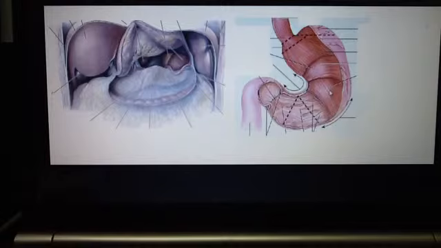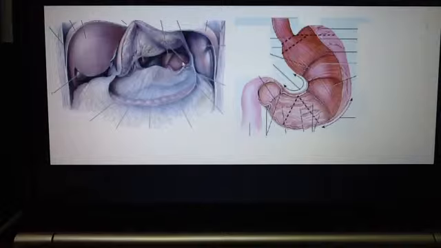And now let's think about the peritoneum, which covers the stomach. So the peritoneum covers the stomach except where the blood vessels run over it, and over a small area posterior to the cardiac orifice.